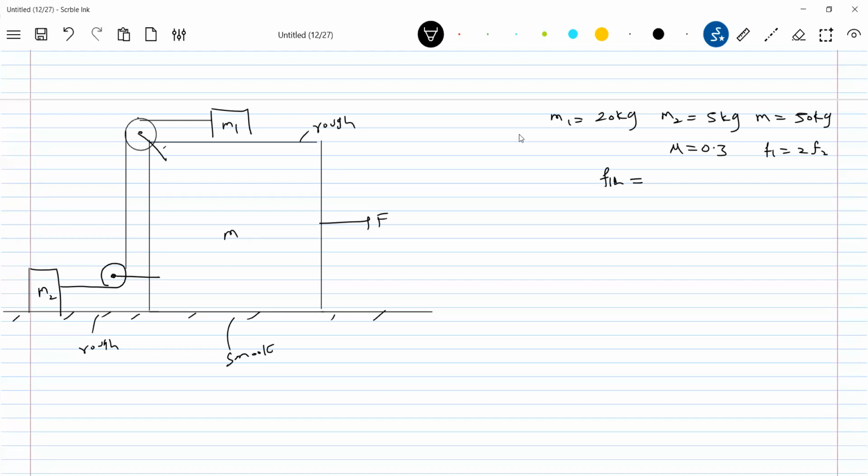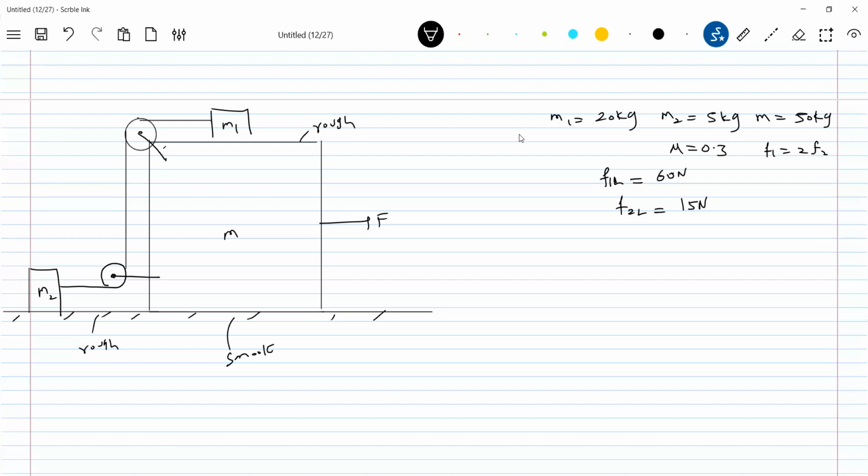Directly I'll write the values of limiting friction. The problem is very simple if you analyze it in one way. Limiting friction is 60 Newton. F2L is how much? This will be 15 Newton. Okay, now look at this.